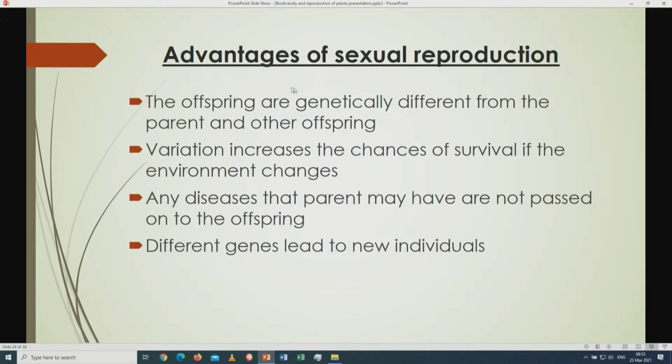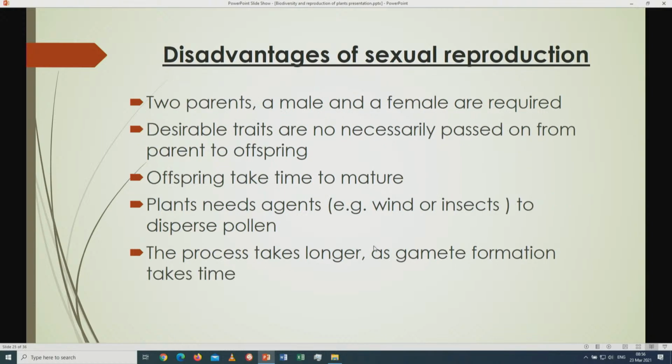So advantages of sexual reproduction. The offspring are genetically different from the parents due to the exchange of the genes. Variation increases the chance of survival if the environment changes. Any disease that the parent may have is not passed on to the offspring, meaning that if a parent suffers from a certain disease, the offspring are not going to get the disease. Different genes lead to new individuals.